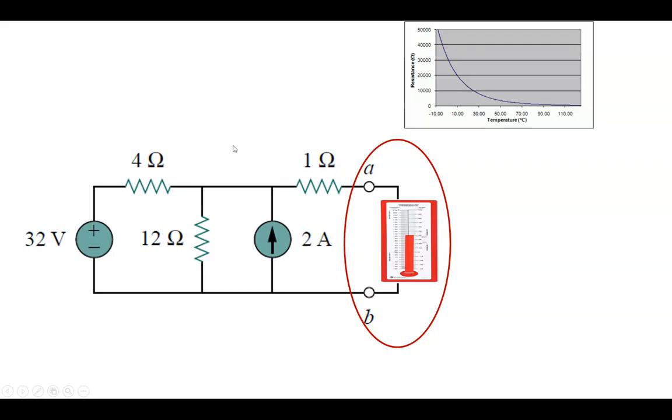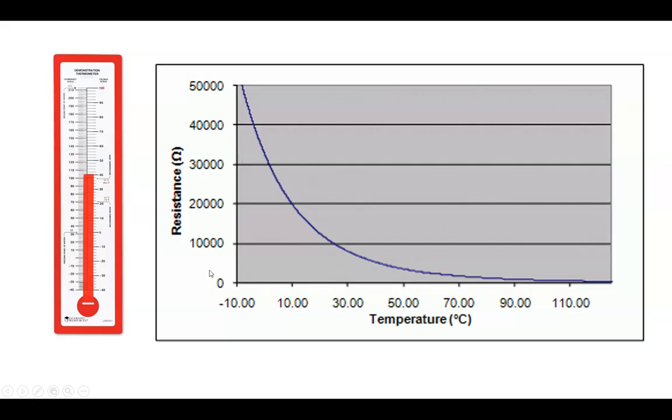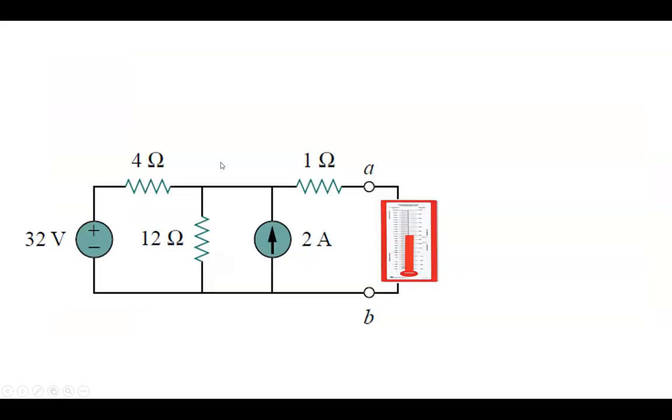Now, if you take a look at this circuit, every parameter is fixed. This voltage source is fixed at 32 volts. It does not change. This 4 ohm resistor is fixed at 4 ohms. Same thing with this 12 ohm resistor, this 2 amp current source, and this 1 ohm resistor. They don't change. So in this box, imagine that circuit actually existed here. That doesn't change. The only thing that changes in this box is the resistance measured by this thermometer, the change in the resistance as the temperature changes. So in this whole circuit, the only thing that changes is this parameter right here.